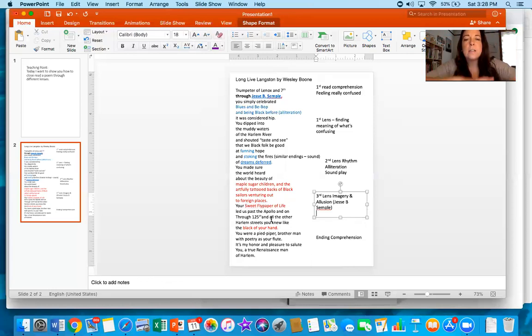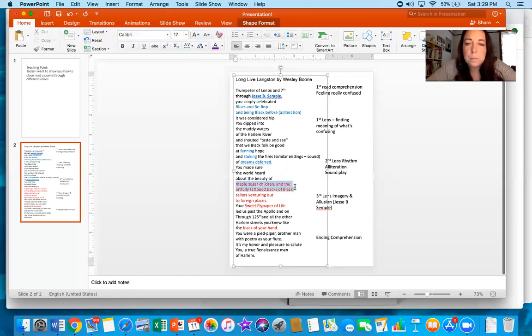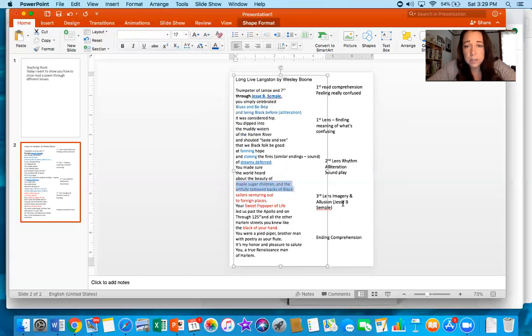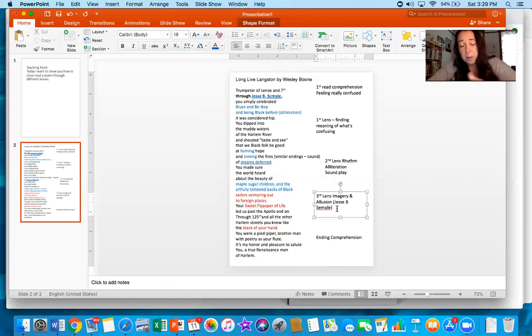And the artfully tattooed backs of Black sailors venturing out to foreign places. So think about the history that you know about Black people maybe coming over, and the tattooed backs. Are they talking about a tattoo here? I don't think so, right? If we think about history and what we know about slavery, perhaps this is just another part of imagery that makes us picture something to make a point, right?